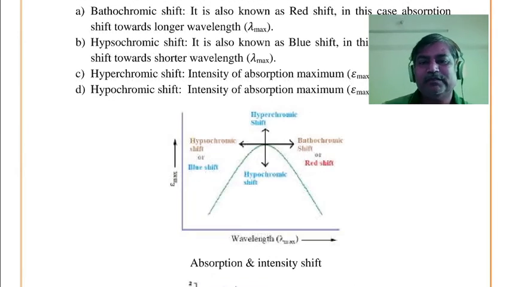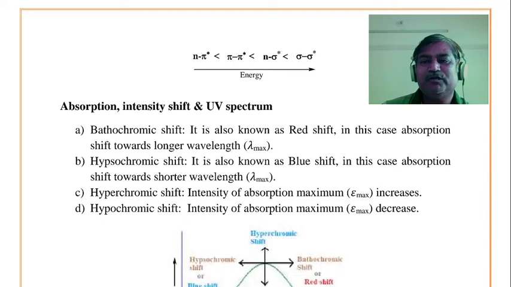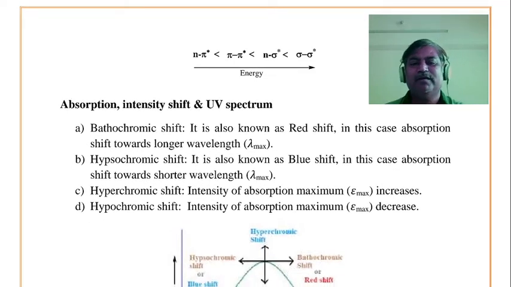Now we have to see the relationship between energy and the types of transitions. We have just discussed that N to pi star requires very low energy, then pi to pi star, then N to sigma star, and sigma to sigma star requires the highest energy for excitation from ground state to excited state. Is it right? Hence, that transition requires the highest energy, absorbance is lower, that is, wavelength in UV spectroscopy is lower.